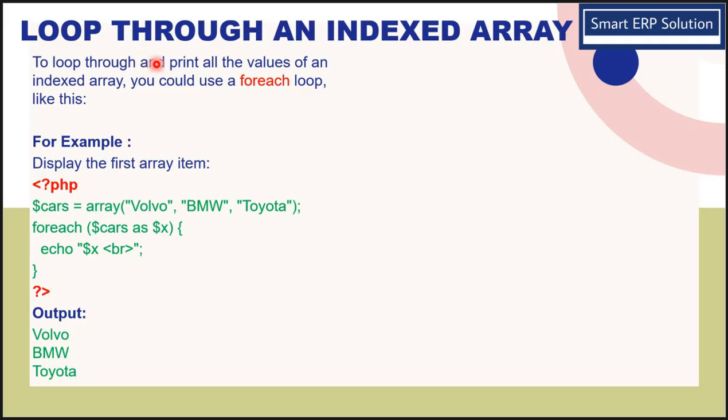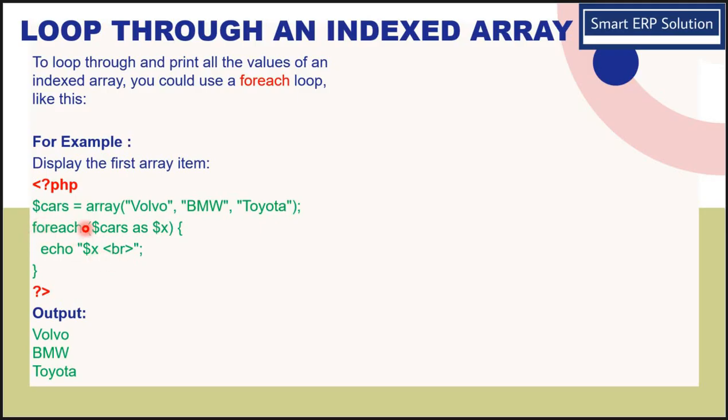To loop through and print all the values of an indexed array, you could use a foreach loop like this. For example, how to display the array items: $cars = array("Volvo", "BMW", "Toyota"). foreach ($cars as $x) echo $x. Then we need to write <br> to display every item of the array in a new line.